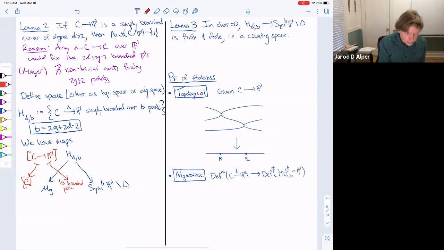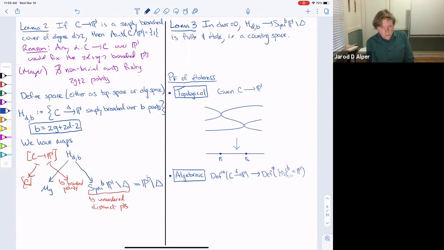I'm taking the symmetric product because I don't want to have the points ordered. These are B unordered distinct points. And this is bijective to the projective space of dimension B minus the discriminant hypersurface. So if you're just interested in this Hurwitz space as a topological space, you can use this to define the topology on H. And what we want to know is that this map is finite and étale.